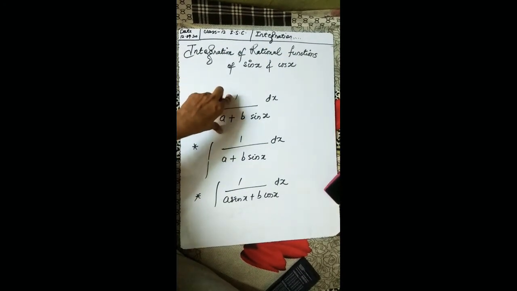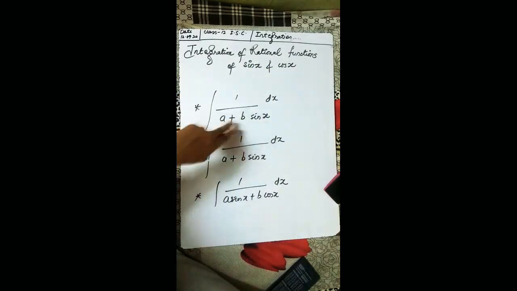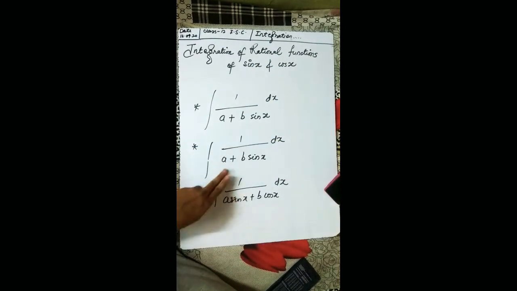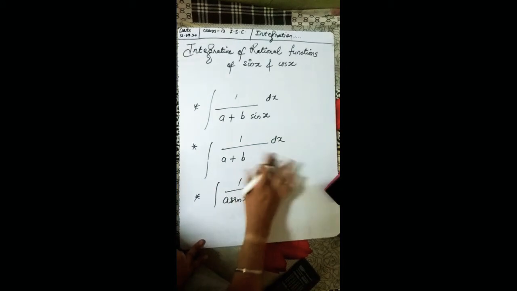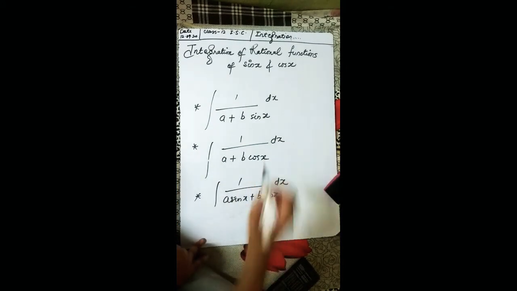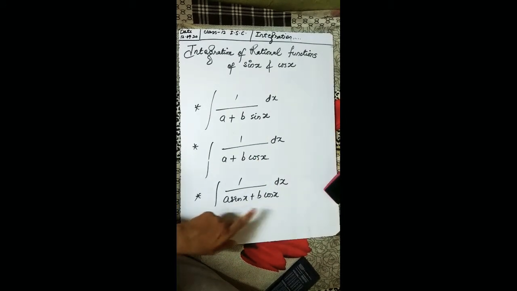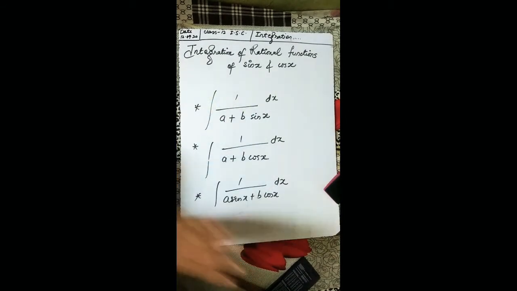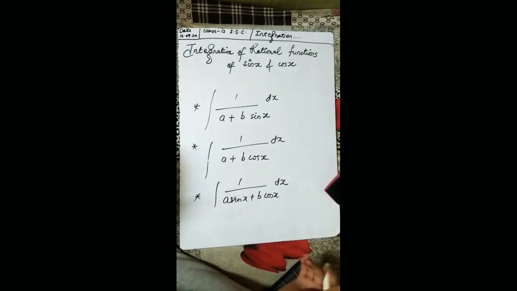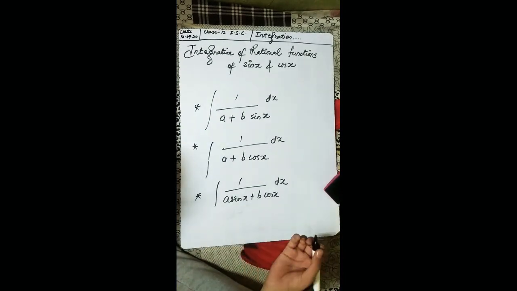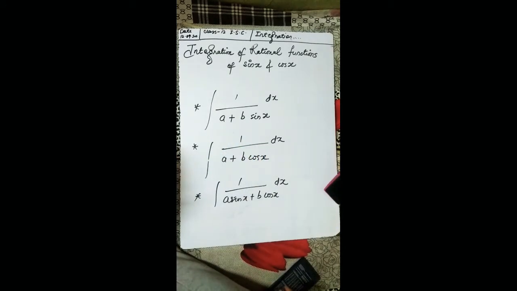Isn't this a rational function? Because it is of p by q form, and of sin x and cos x. So yes: 1 upon a plus b sin x dx, 1 upon a plus b cos x dx, and 1 upon a sin x plus b cos x. Such types of forms we will be seeing and their integration. We'll be using the substitution method, and what the substitution will do, I'll explain in the question itself.